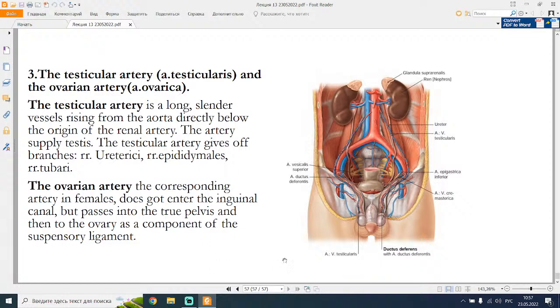The ovarian artery, the corresponding artery in females, does not enter the inguinal canal but passes into the true pelvis and then to the ovary as a component of the suspensory ligament. Here you see only the arteria testicularis. This is the part of the branches.